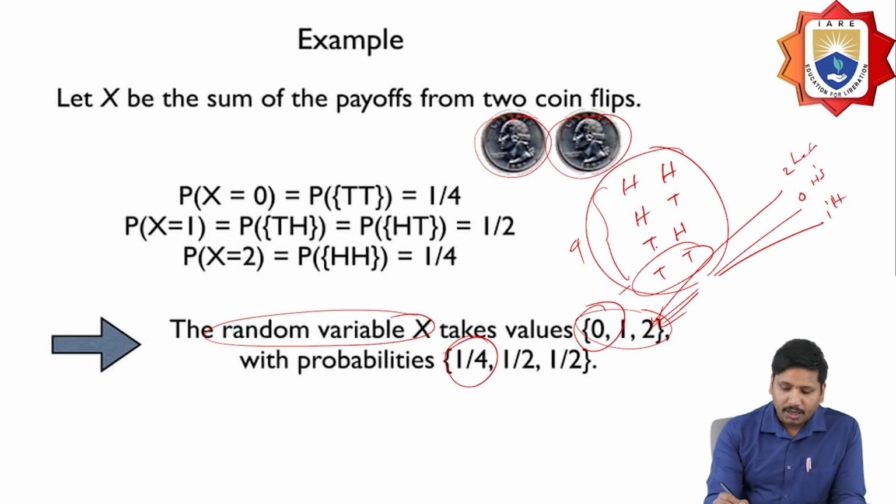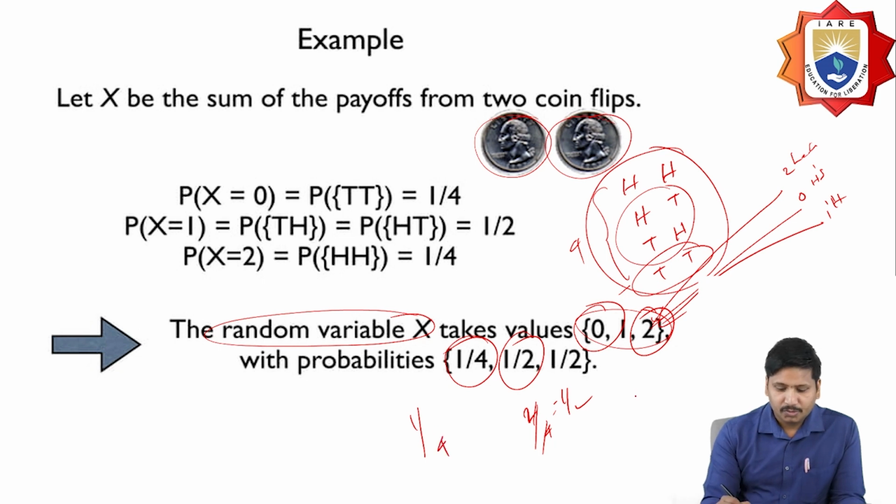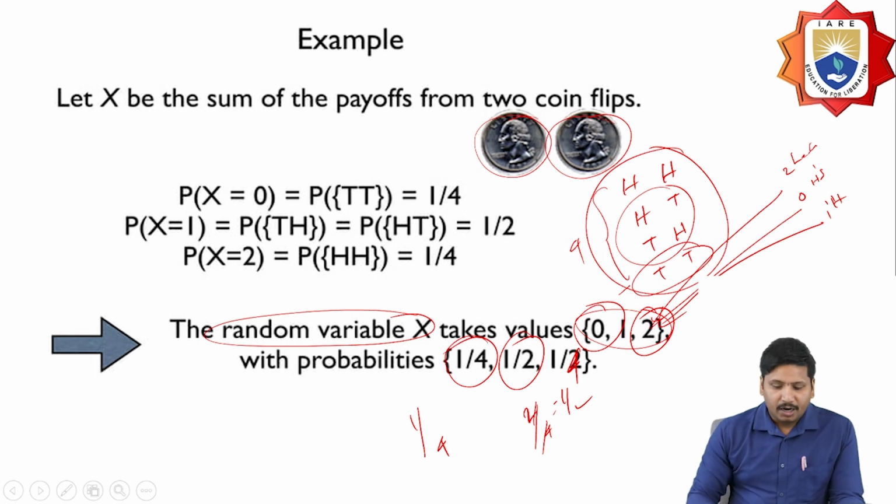Similarly, what is the probability of getting one head or one tail? So I'm getting 1 by 4 plus 1 by 4, so it is 2 by 4, so 2 events out of 4, that means 1 by 2. What is the probability of getting two heads? That should be 1 by 4. So like this we are going to get the probability of a random variable here.